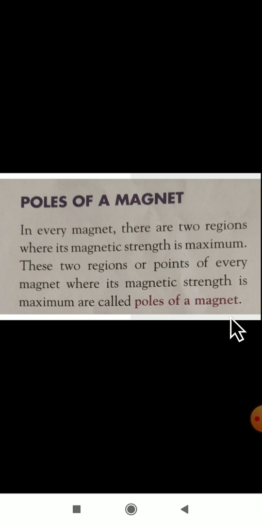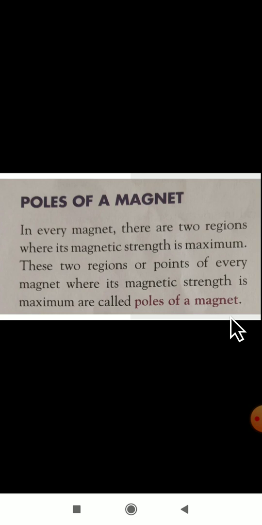In every magnet there are two regions. How many regions are there in a magnet? There are a total of two regions where its magnetic strength is maximum. These two regions or points of every magnet where its magnetic strength is maximum are called the poles of a magnet. Then what are the poles of a magnet? The two regions or points of every magnet where its magnetic strength is maximum.